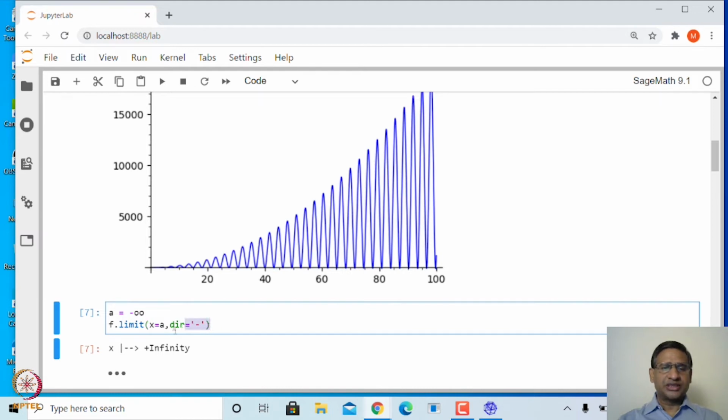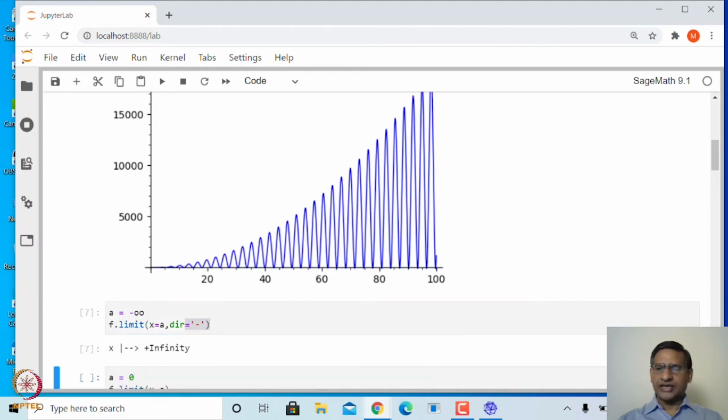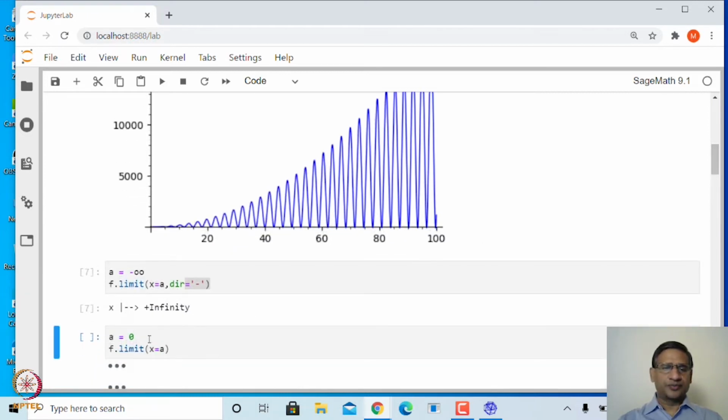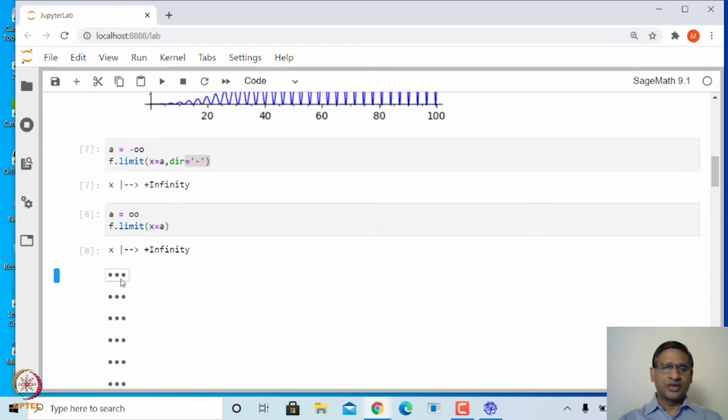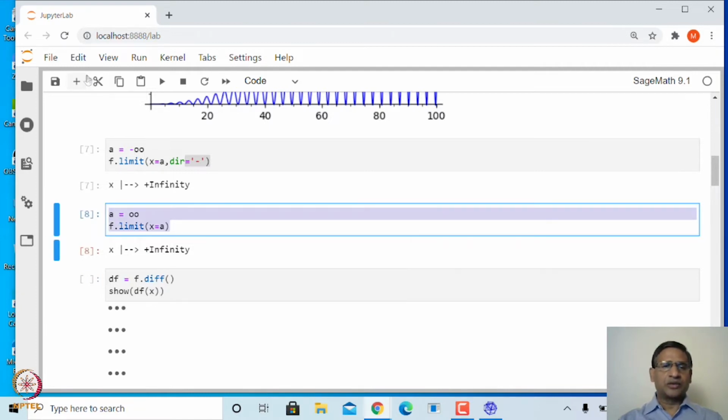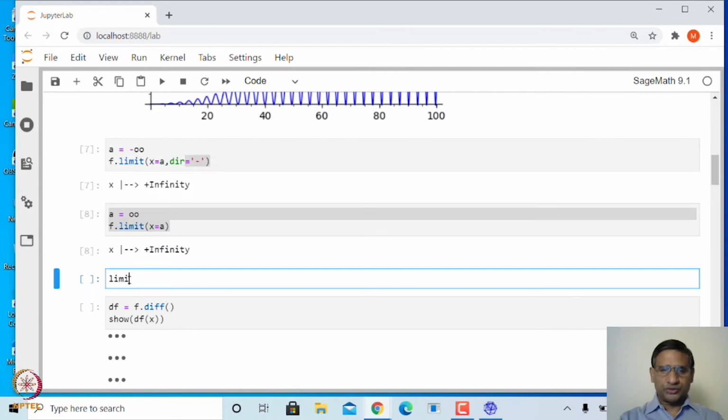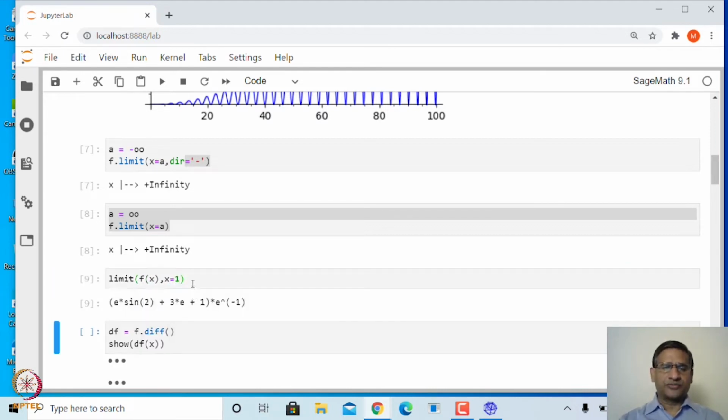Yeah. So, this goes to infinity, that is what we observed from the graph. The graph already tells me that this is what should happen, whereas if I take a equal to plus infinity, that is oo, and then try to find the limit, it also goes to infinity, though we saw that the increment on the positive side is not very high. You can also find the limit at any point. So, for example, if I want to find the limit of f of x at x equal to, let us say 1, then this is the value. Of course, you can say dot n to get the numerical value.